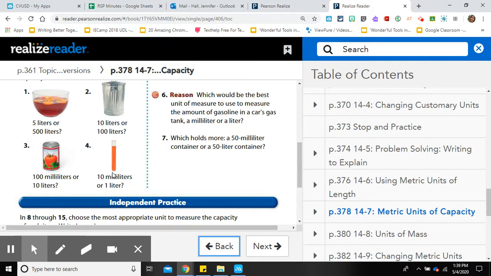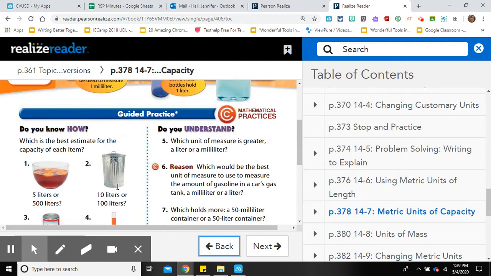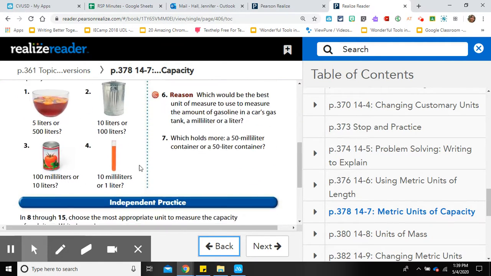So what would this be? Would this be 10 milliliters? Or would it be 1 liter? This is typically pretty small, right? So could we fill this water bottle up and then pour that into here? No way. It would overflow like crazy, right?